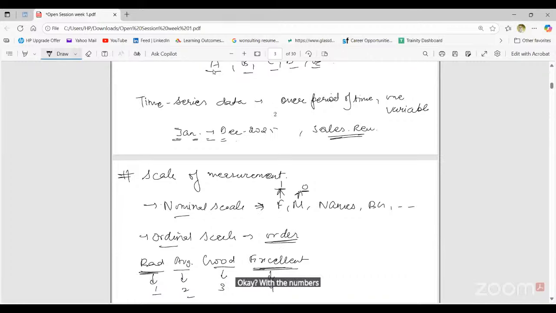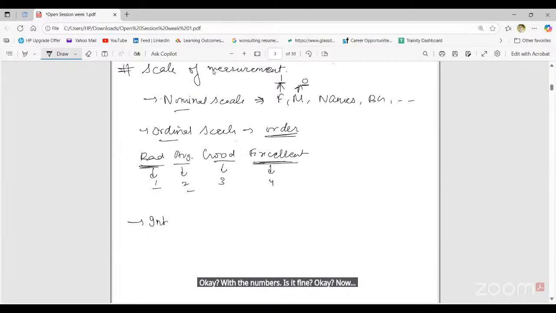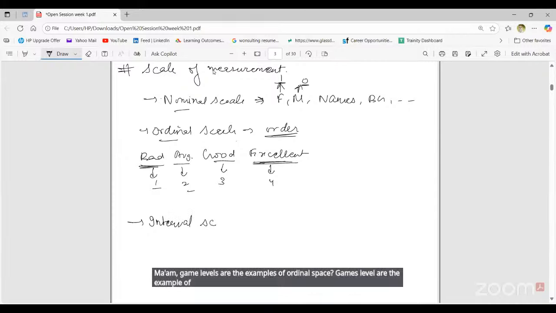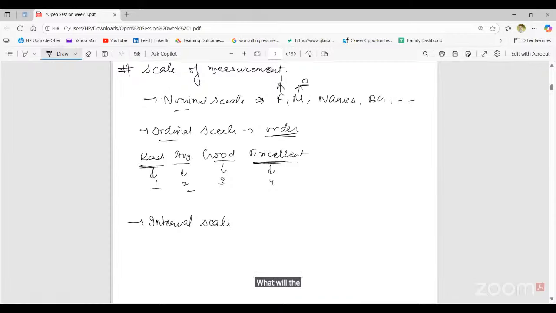Is it fine? Yes, ma'am. Ma'am, one question: are game levels examples of ordinal scales? What is the game level? For example, first level, second level, third level. That is an ordinal scale.